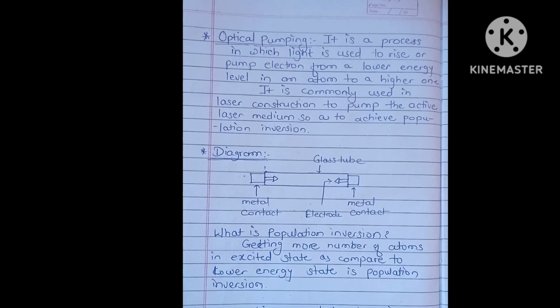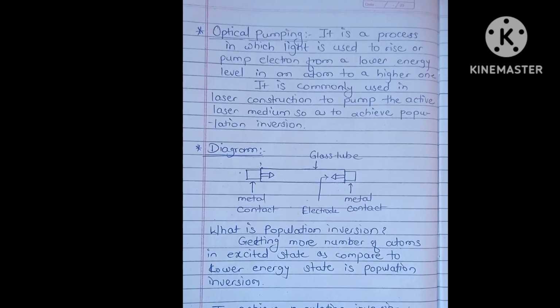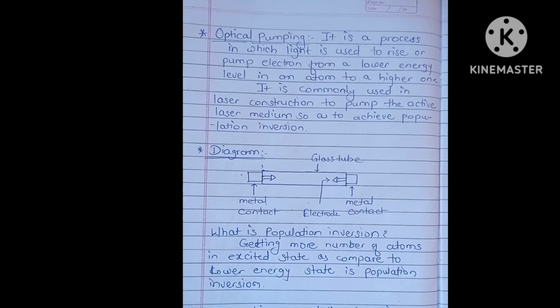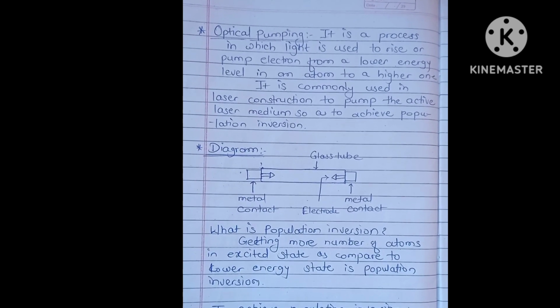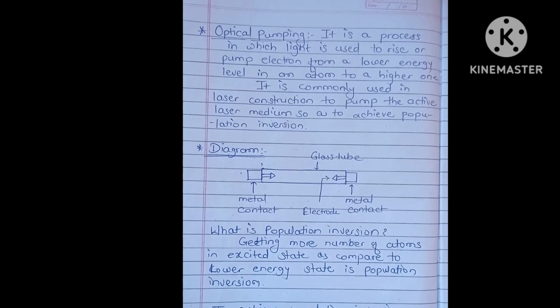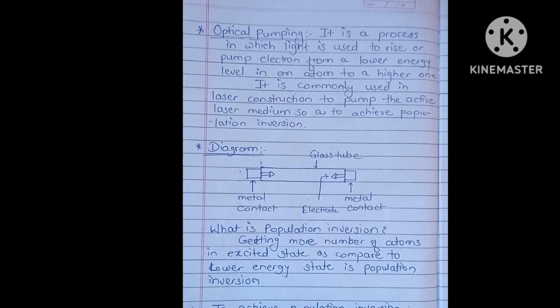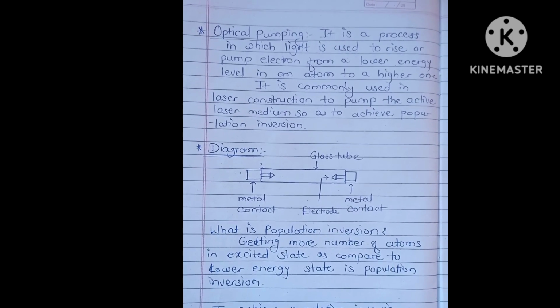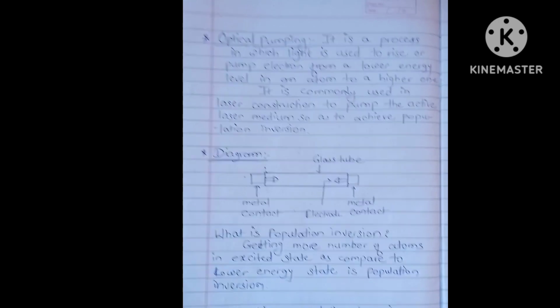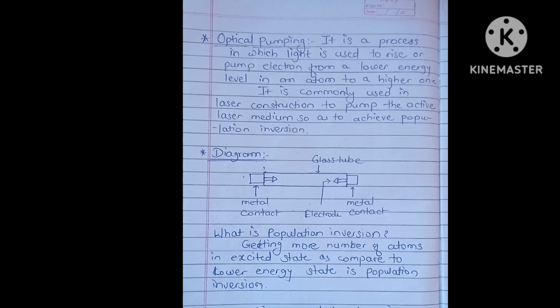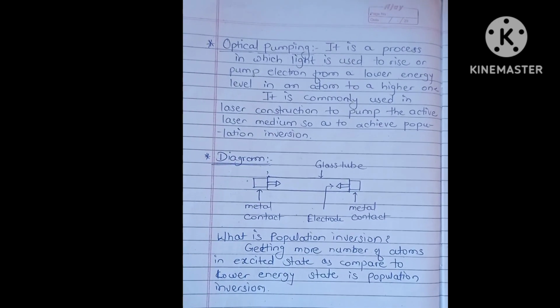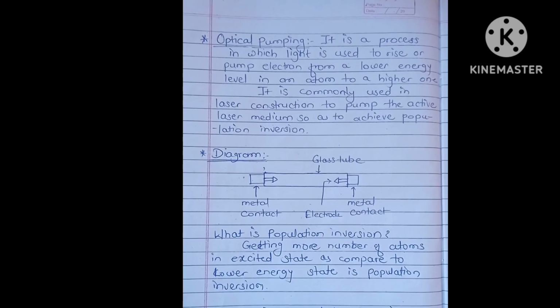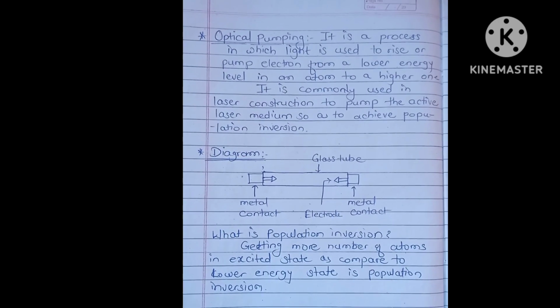Optical pumping is a process in which light is used to raise, or pump, an electron from a lower energy level in an atom to a higher energy level. Optical pumping is the process in which we use external light to move the electron from its lower energy level to the higher energy level.